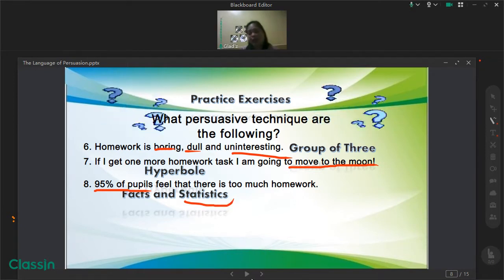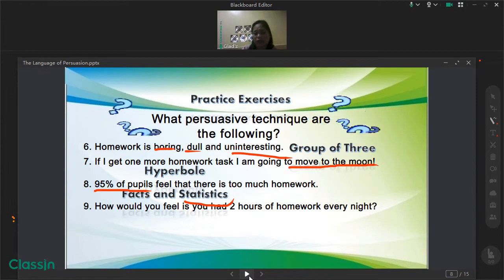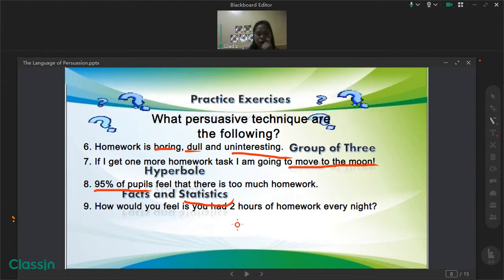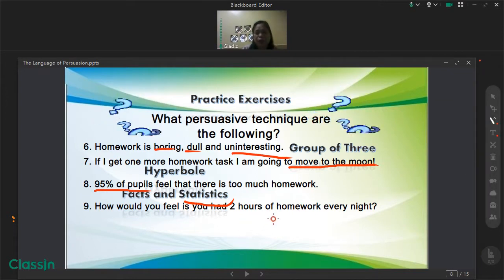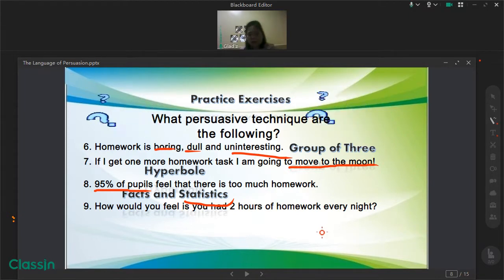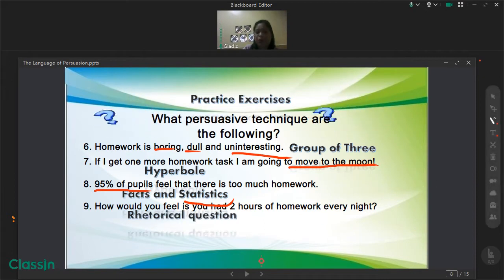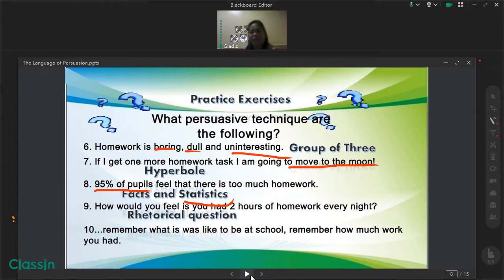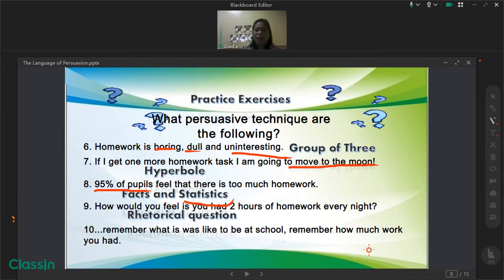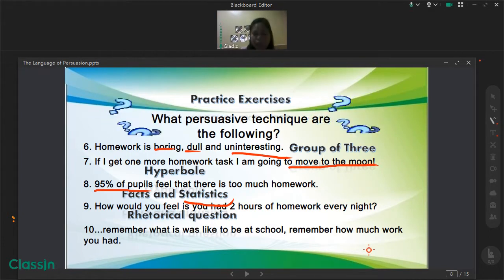Okay, and then next one is, how would you feel if you had 2 hours of homework every night? Okay, so how would you feel? So that is a question. So that is a rhetorical question.